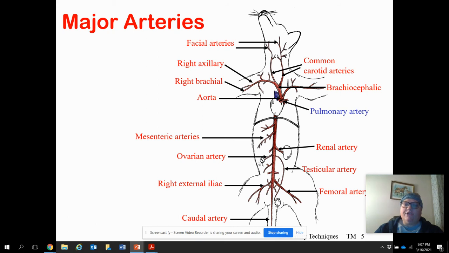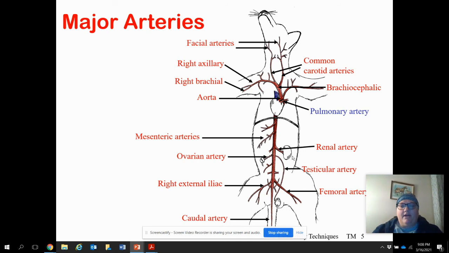Again, if you have an ovary, you'll have an ovarian artery. If you have a testicle, you'll have a testicular artery. And then we all have kidneys, hopefully. The renal artery then takes oxygenated blood to the kidneys. And as you go down to the hind legs, the external iliac artery is in the groin area. Then as that artery passes over where the femur is, you have the femoral artery. And in the tail, we have the caudal artery.